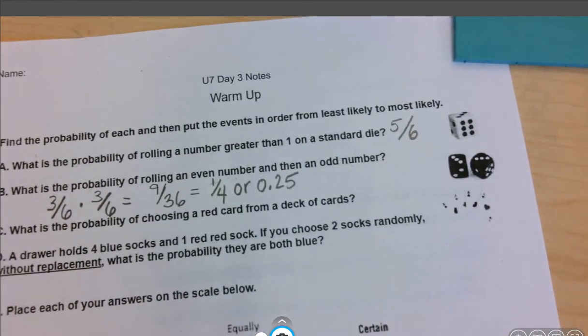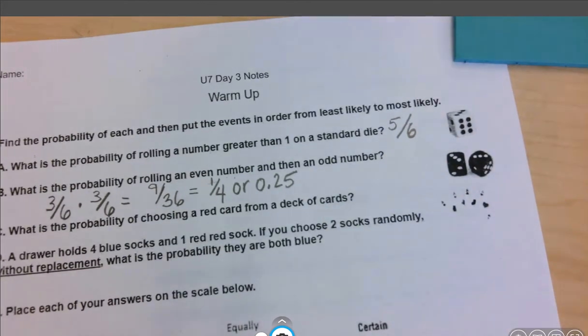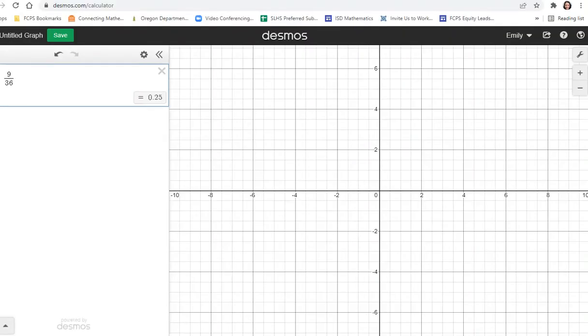All right, next one. Actually, you know what? I'm going to do that 5/6 as well, and put that up there as a decimal. And that way, we will have decimals to compare. I'm going to use 2 decimal places for each one. So 5/6 will round to 0.83.